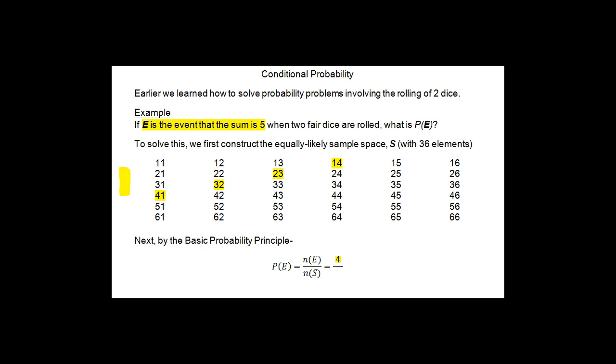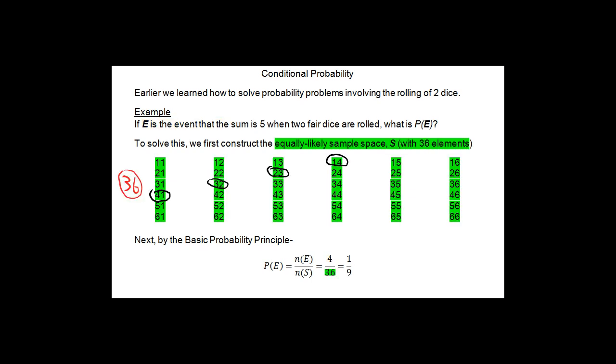and as we look through all 36 possibilities, there are exactly 4 where the sum is 5: 4,1; 3,2; 2,3; and 1,4. So the numerator of the basic probability principle formula is 4. And as we've already noted, the number of elements in the sample space is 36. So by the basic probability principle, the probability of the event E, that the sum is 5, is 4 over 36. And of course, you shouldn't forget to reduce that. That reduces to 1/9.